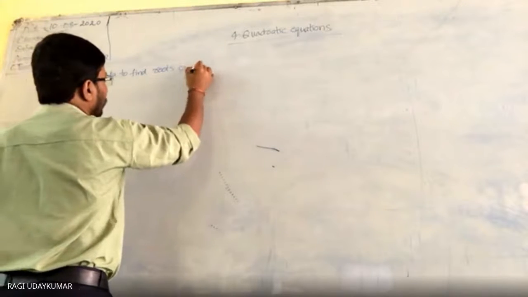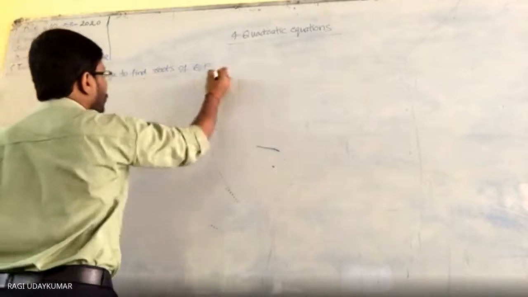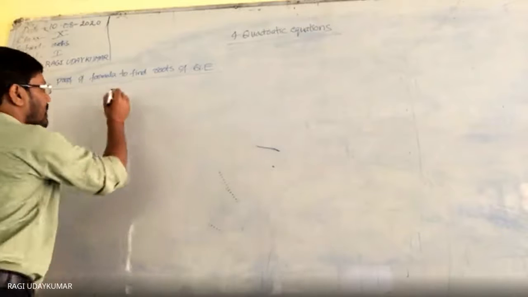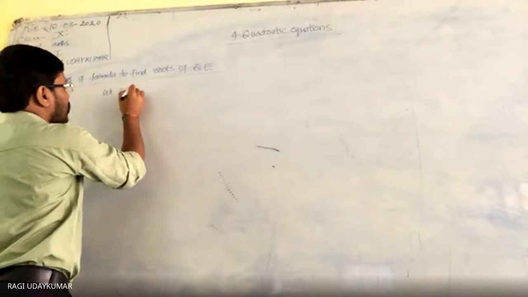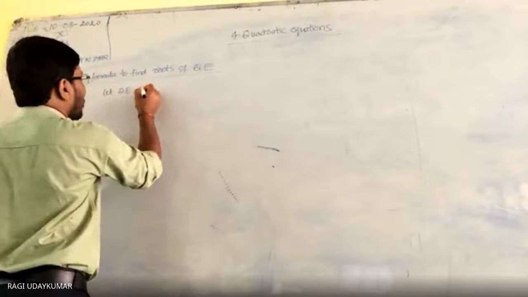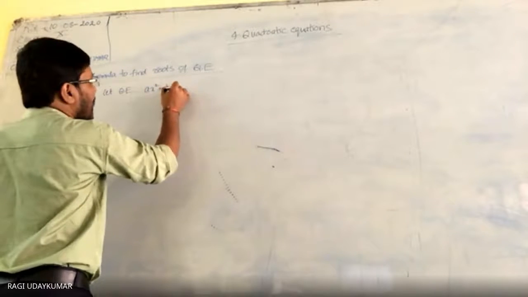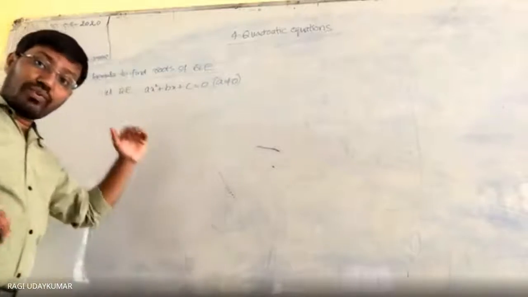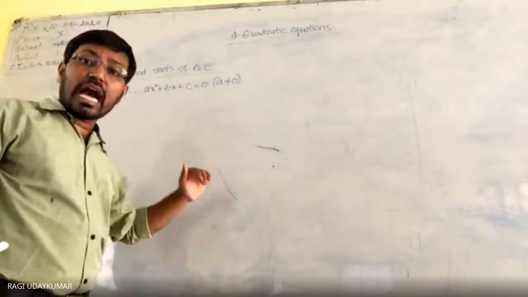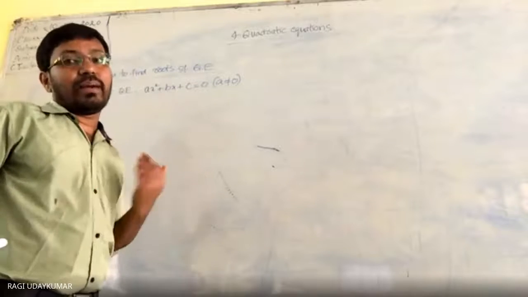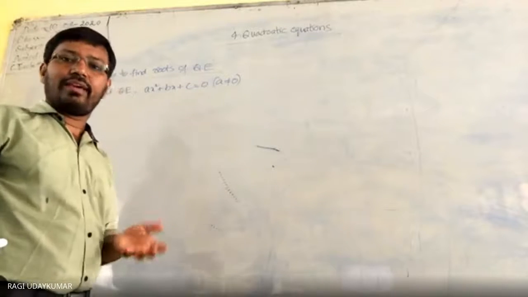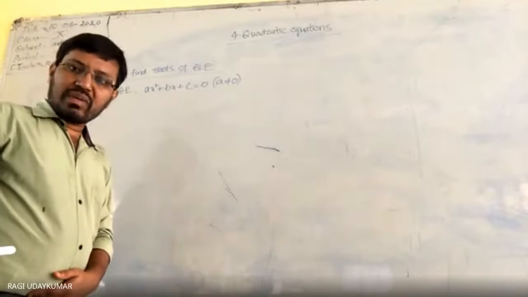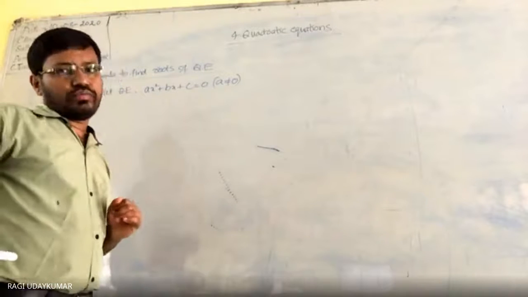Proof to find roots of quadratic equation. To prove it, let us consider the general form of the quadratic equation: ax square plus bx plus c is equal to 0, for a not equal to 0. Now to find the formula we will adopt the method of completing square. In the completing square method, we adopt that method and derive the formula. Did you understand?